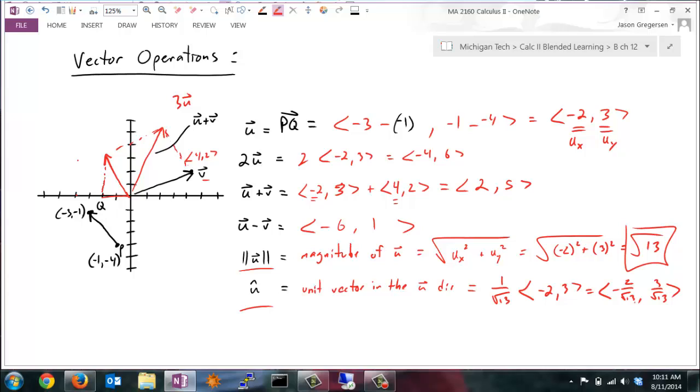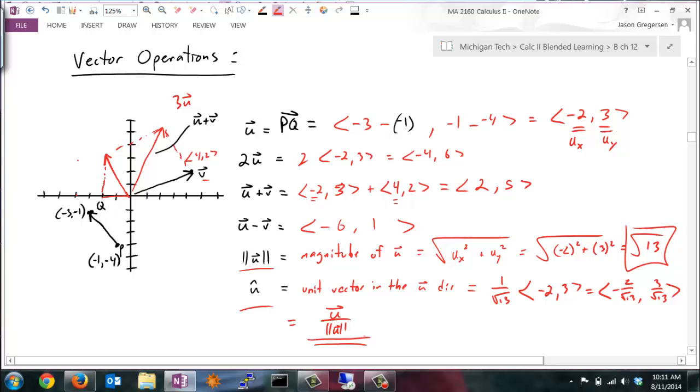So that's how we did it for this one specifically, but in general, it's easy enough to get a formula for this. We just take the vector and we divide by its length. You know, divide by or multiply by 1 over the length, whichever. So this would be a formula for the unit vector.